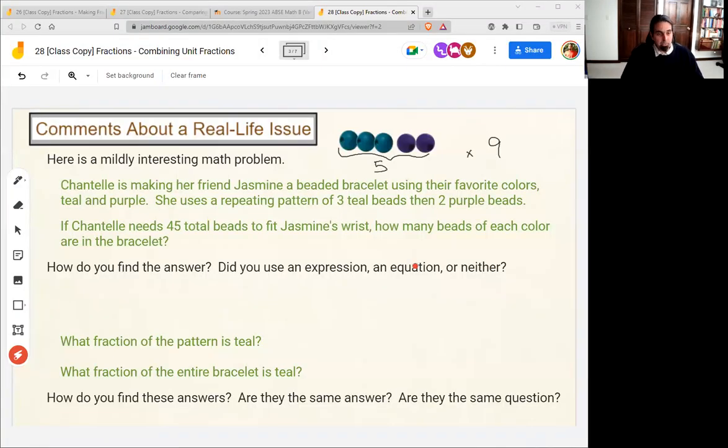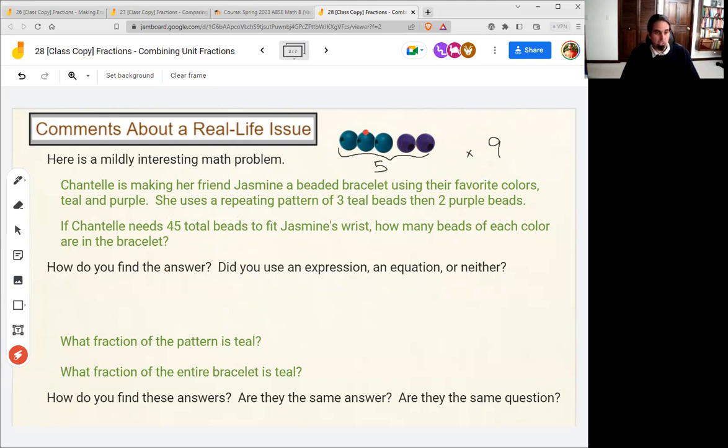Okay, we have some little bead marks here. So this is the repeating pattern, 3 teal and 2 purple. And we figured out, yay, if we have 9 copies of that, counting by 5s, 5, 10, 15, 20, 9 times 5 is 45, and we're done. So that's what we have.